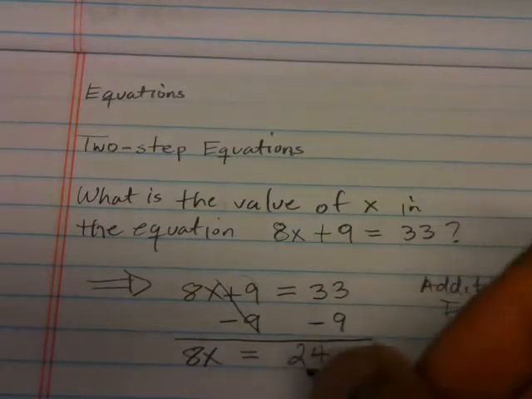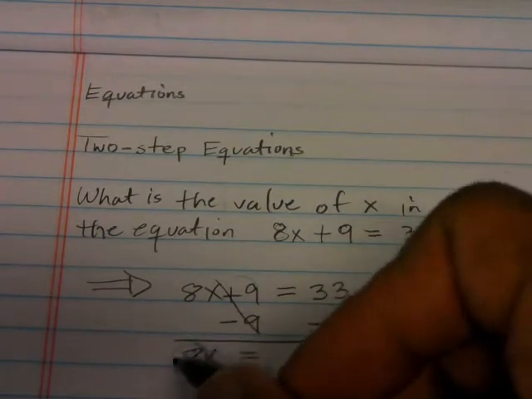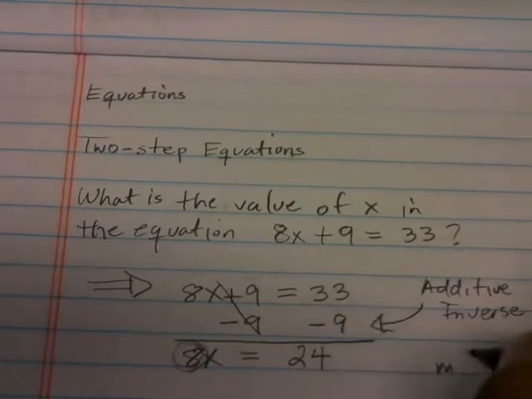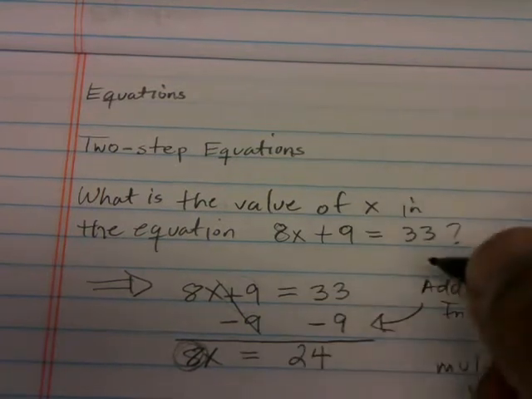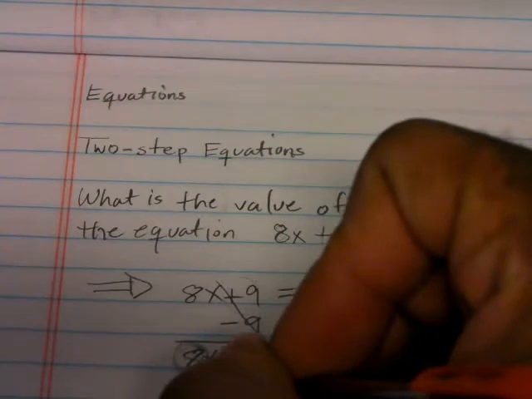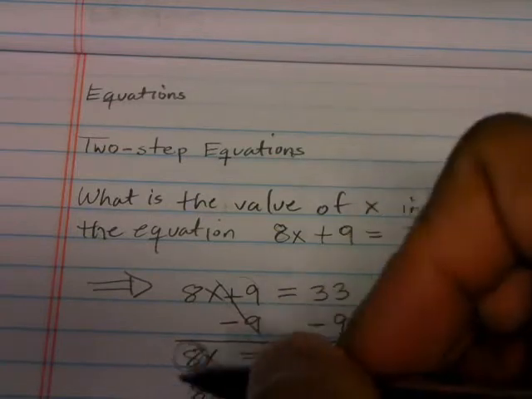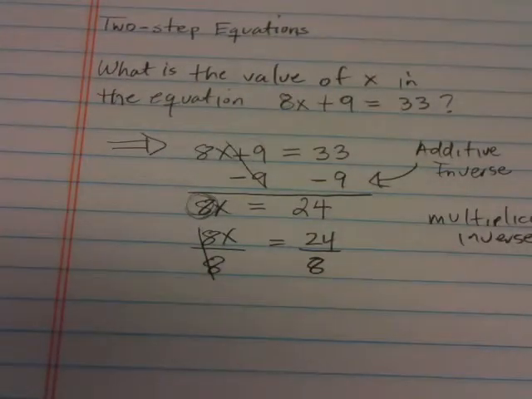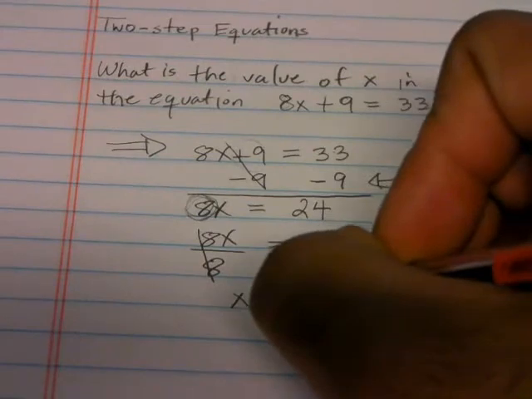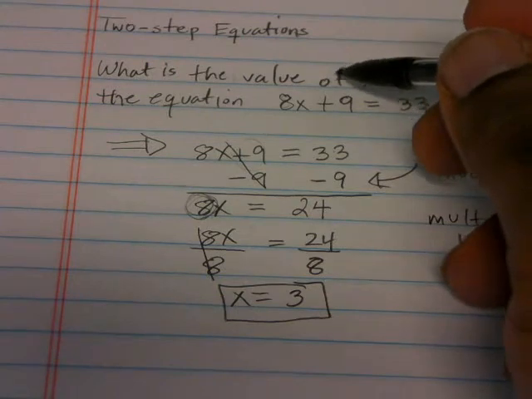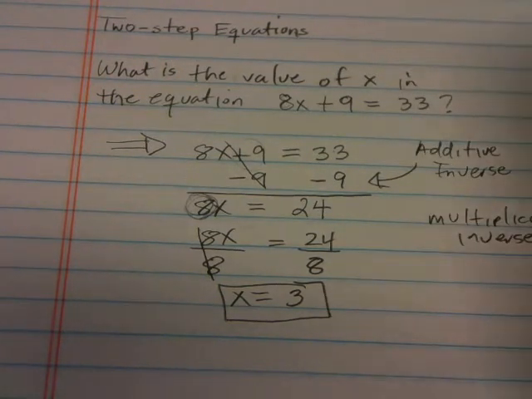And then we have another operation. We need to get x by itself completely. So we're going to use the multiplicative inverse, and we're going to divide by 8 on both sides. The 8's cancel. All right, and then we have x equals 3. So the answer to what is the value of x is that the value of x is 3 in this case.